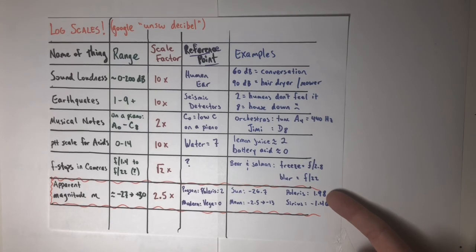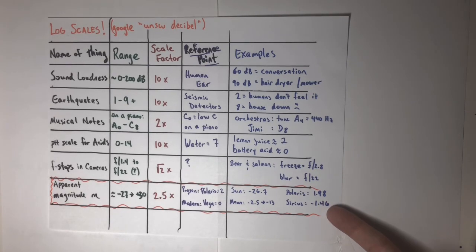Polaris in our modern system has a magnitude of 1.98, and Sirius, which is the brightest star in the sky other than the sun, has a magnitude of -1.46.